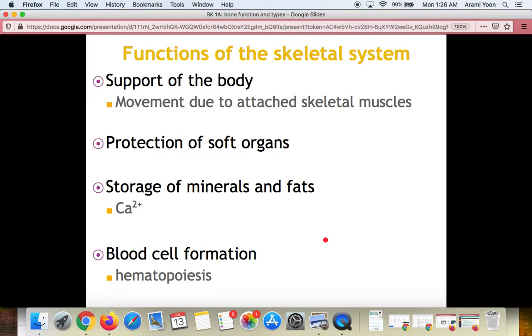Bone tissue is able to store minerals and fats, and one of the most important ones is calcium. So when you are low on calcium, your bones release calcium into your blood, and when you eat very calcium-rich foods like yogurt or milk, then your bones store that calcium away, which makes them more dense and stronger. And then last of all, bones are responsible for forming blood cells in a process called hematopoiesis. As you grow up, your bones will continue to replace the blood that you lose, because blood cells have a very short lifespan.